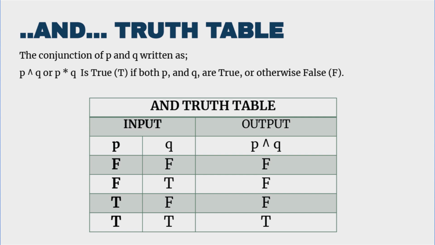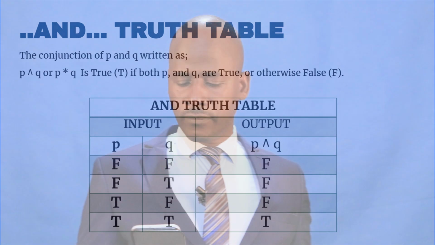What do we mean? If you have false and false, you will always get a false result. If you have false and true, you will always get a false result. If you have true and false, you will always get a false result. But where you have true and true, you will get a true result. Okay?